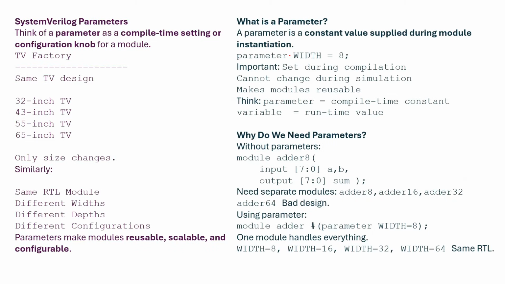So if you are creating 8 bit, okay, and then you are creating for 16 bit, it is fixed to 16 bit. Based on that 16 bit only, it is creating the hardware. You need to remember that. Think of a parameter as a compile-time setting or configuration for the modules.